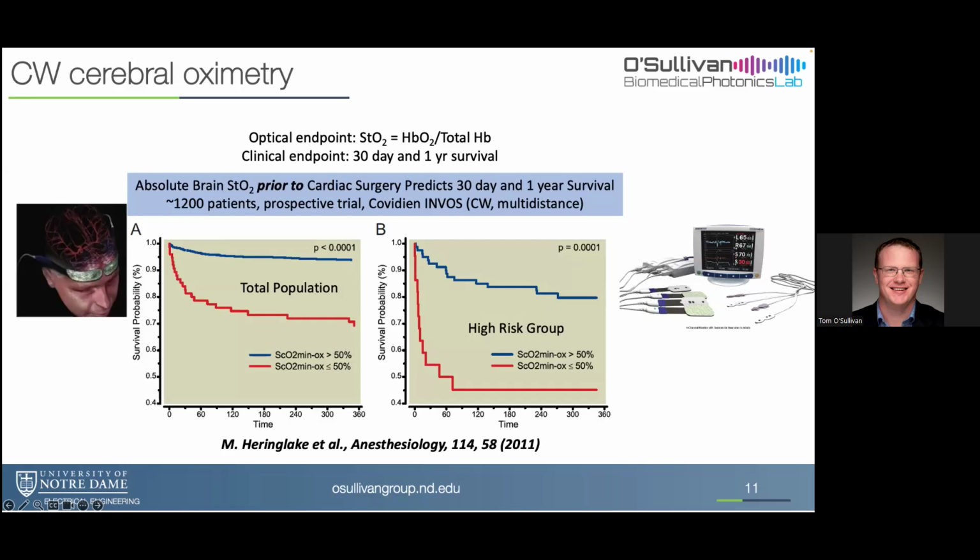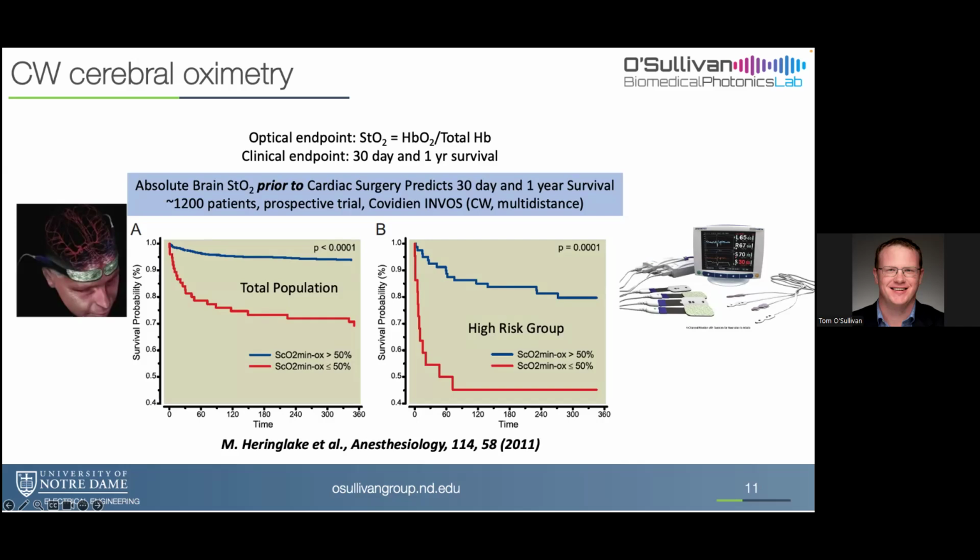This is an older study now, using the INVOS oximeter to measure a group of patients going in for cardiac surgery. So this is not during surgery. I just learned in preparation that a group has recommended that these types of brain oximeters should be used intraoperatively during cardiac surgery. If you're going to mess with the heart and the perfusion of the brain, having a direct measurement of that seems like a good idea. We'll come back to that in a second.